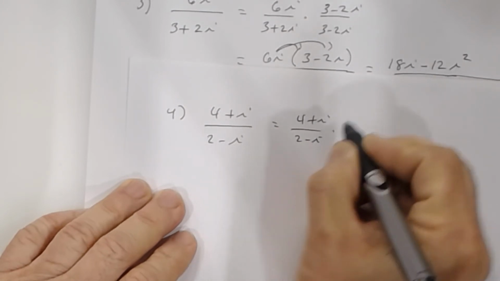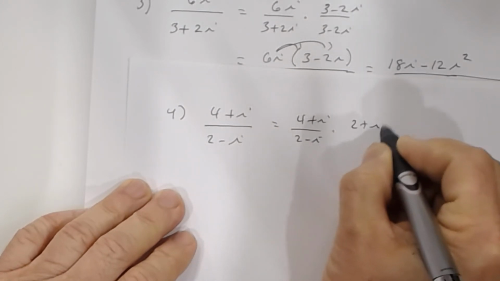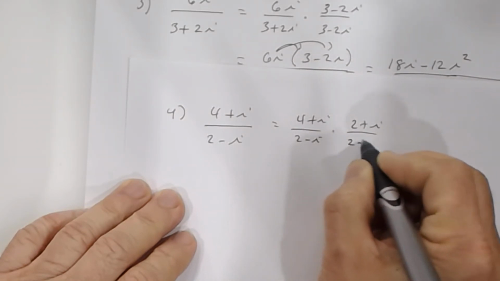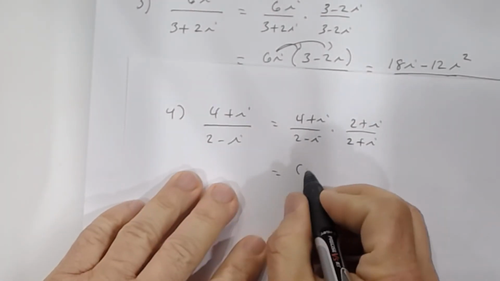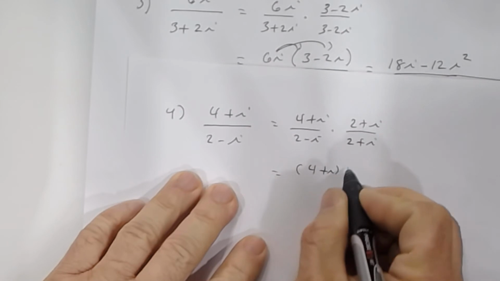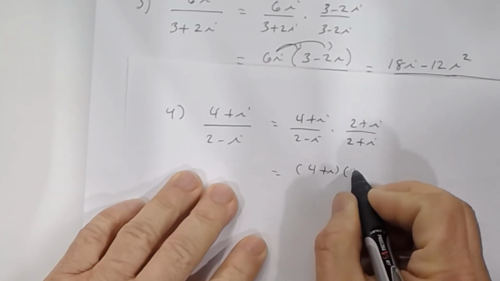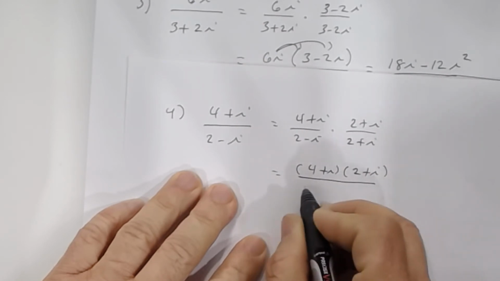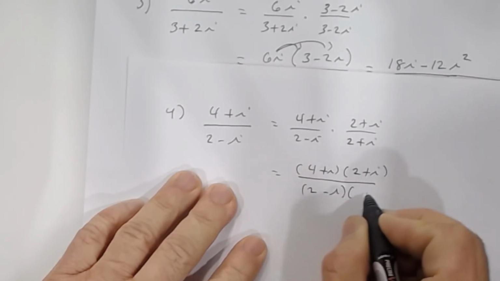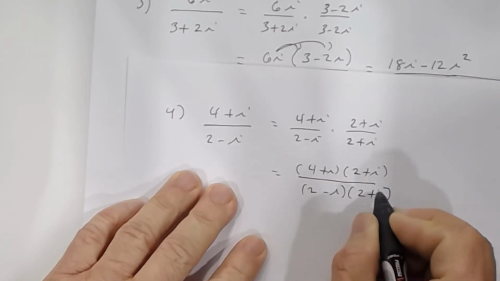So you're going to say times 2 plus i divided by 2 plus i. What I do to the numerator, I do to the denominator. Now I'm going to write this as one fraction. In parentheses, 4 plus i times what? 2 plus i. The denominator, you're going to say 2 minus i times what? 2 plus i.